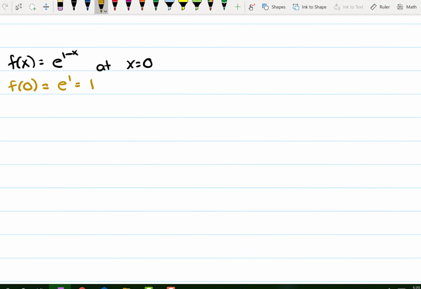Alright, so what we're looking at here is f of x equals e to the power of 1 minus x. And what we're going to want to do here is go ahead and take those derivatives over and over and over until we get down to the 5th derivative, because we want a 5-term Taylor polynomial.